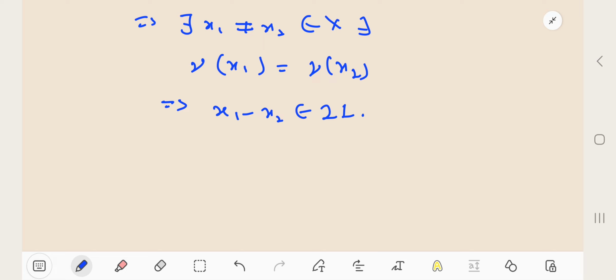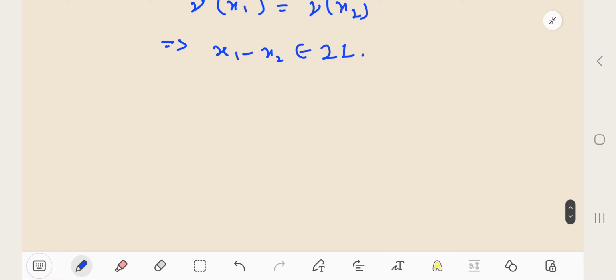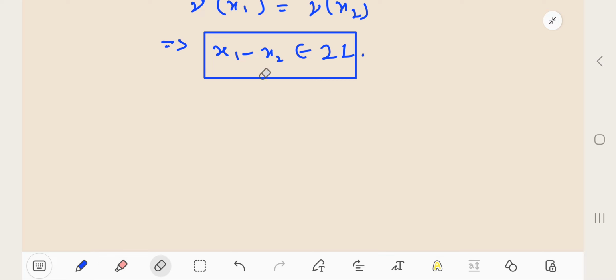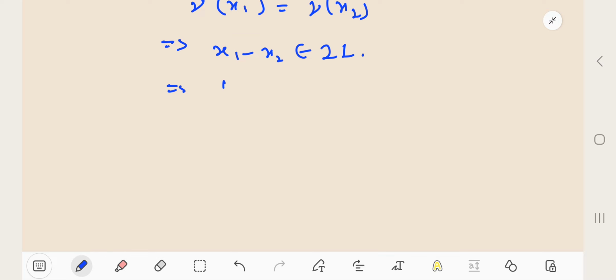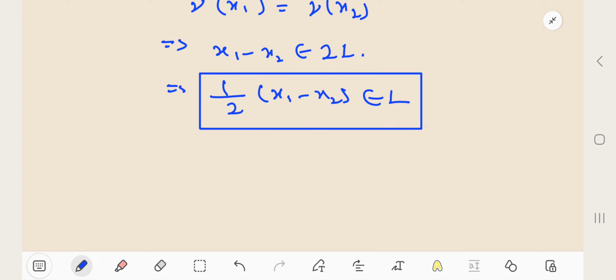But if x1 minus x2 is inside 2L, what can I say from here? Let me write it this way: this implies 1/2 times (x1 minus x2) is in L, right? We had doubled L, so we are just halving the distance between x1 and x2, and it will be contained in the original lattice. Because we doubled the lattice to get that x1 minus x2 is in it, if we halve x1 minus x2, it will be in the original lattice. So let this be 1.